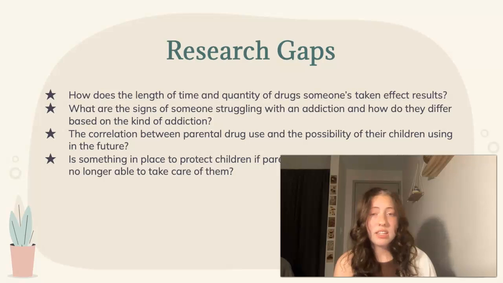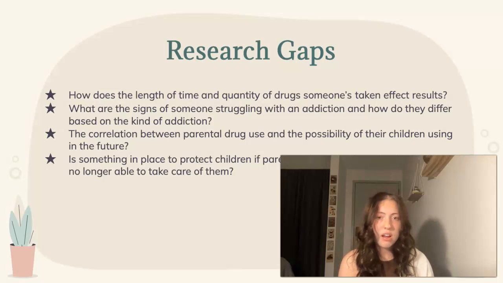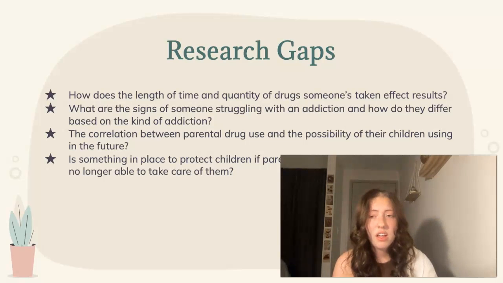And then what are the signs of someone struggling with an addiction, and how do they differ based on the different kinds of addiction? So a parent who has a gambling addiction, how does that differ from someone who maybe struggles with alcoholism? And then the correlation between parental drug use and the possibility of their children using in the future, and what are the risks there. And then is something needed to be put in place to protect children if parents who struggle with addiction are no longer able to take care of them. That was something that I didn't see a lot of research on either.